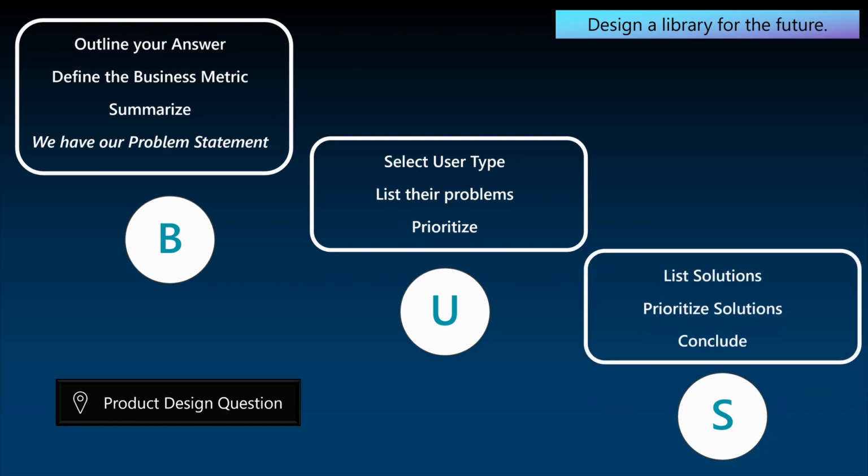Step 3 is solutions. Once you have defined the user problems you are trying to solve, it's time to generate some solutions. Here's how you do it. You list specific solutions based on the problems you have identified in previous steps. You prioritize these solutions and you summarize. After you have selected a few solutions, it's always a good idea to talk about trade-offs.